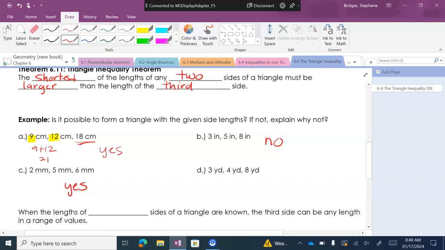And what about D? No. Okay. 3 plus 4 is 7. 7 is smaller than 8. It has to be larger than 8. So that's how we determine if the three numbers given can form a triangle. Add the two smaller ones together. If they are greater than the third, then yes, they can form a triangle.